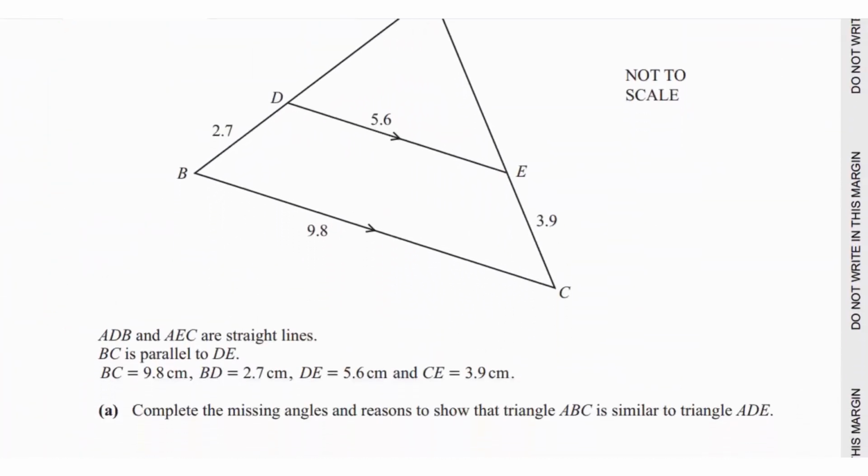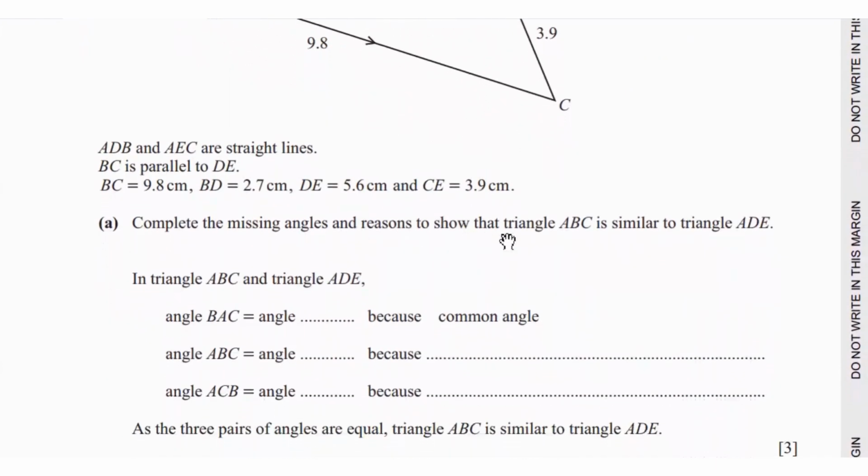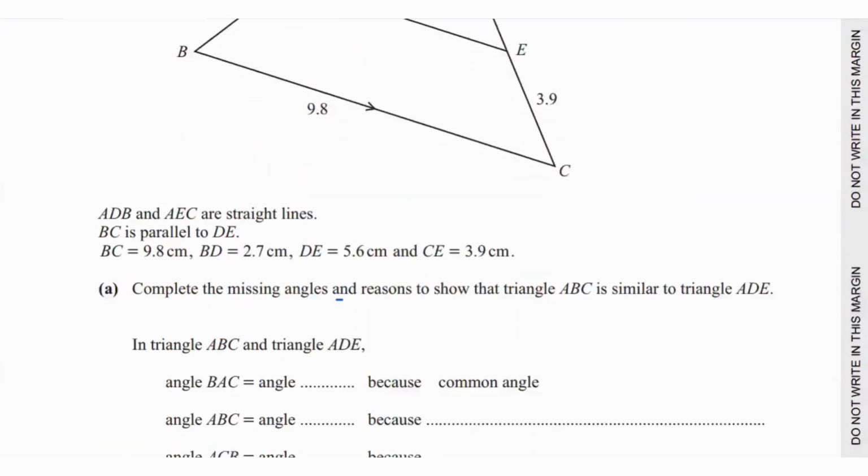Question number 8 says that ADB and AEC are straight lines. BC is parallel to DE. BC is 9.8 centimeters, BD is 2.7 centimeters, DE is 5.6 centimeters, and CE is 3.9 centimeters. Complete the missing angles and reasons to show that triangle ABC is similar to triangle ADE. In triangle ABC and triangle ADE, angle BAC is equal to angle what? And the reason is common angle. So angle BAC is equal to angle DAE because A is the common angle.